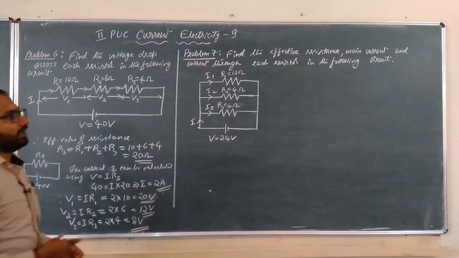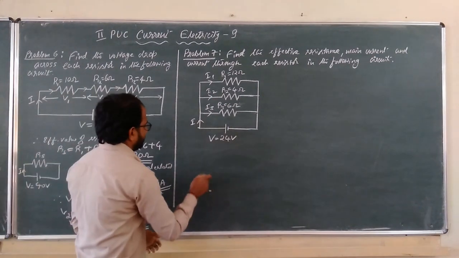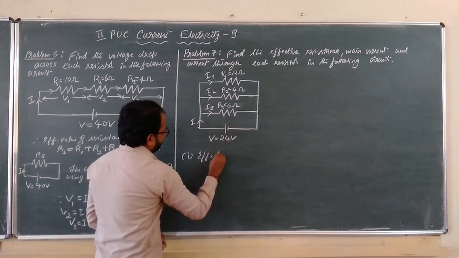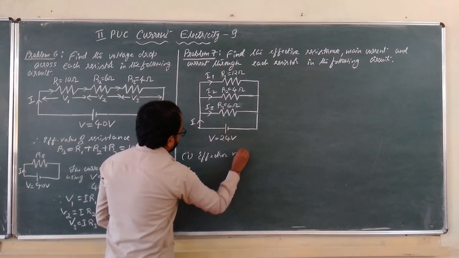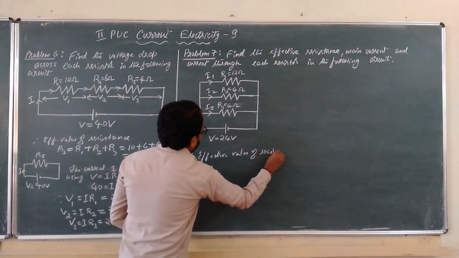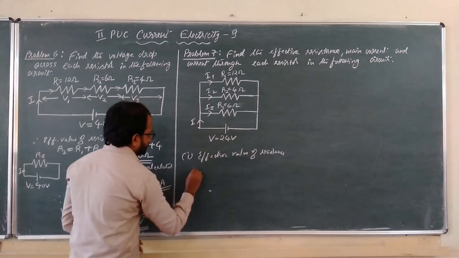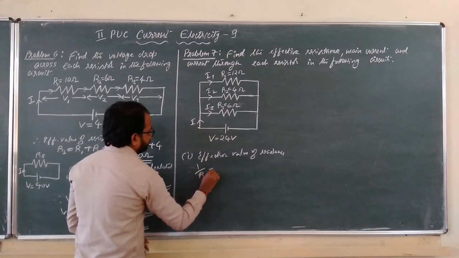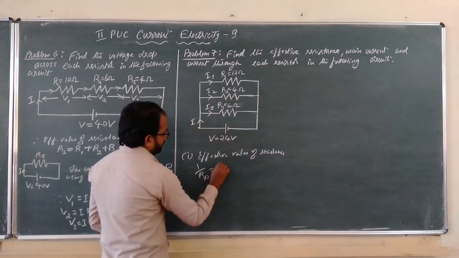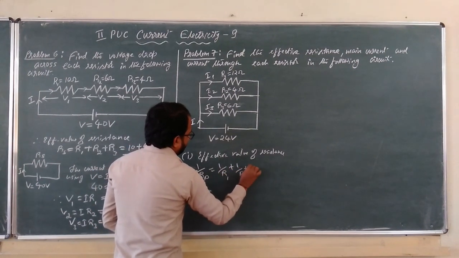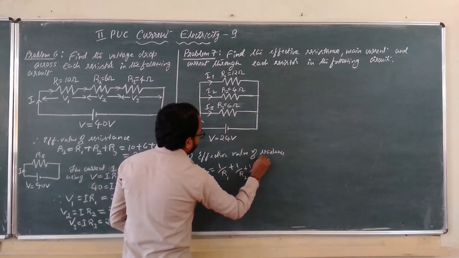Find the effective value of resistance. First one is the effective value of resistance. So how to calculate the effective value of resistance? Rp, using the formula 1 by Rp is equal to 1 by R1 plus 1 by R2 plus 1 by R3.